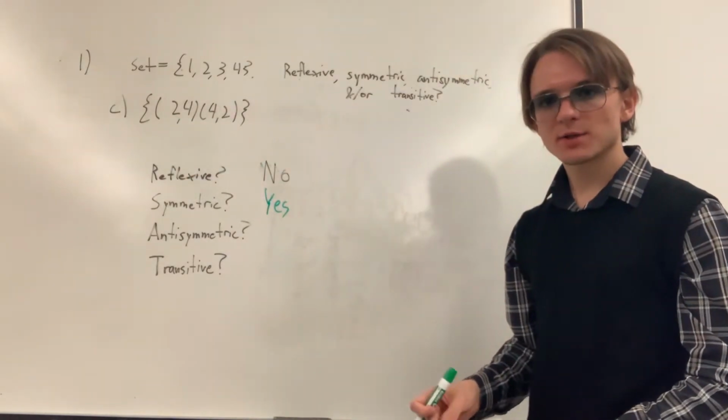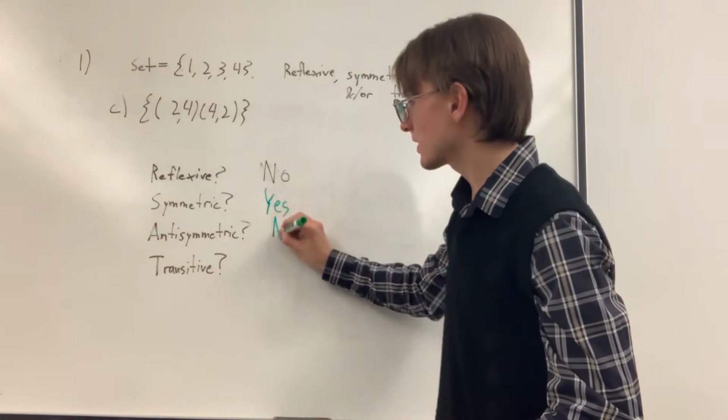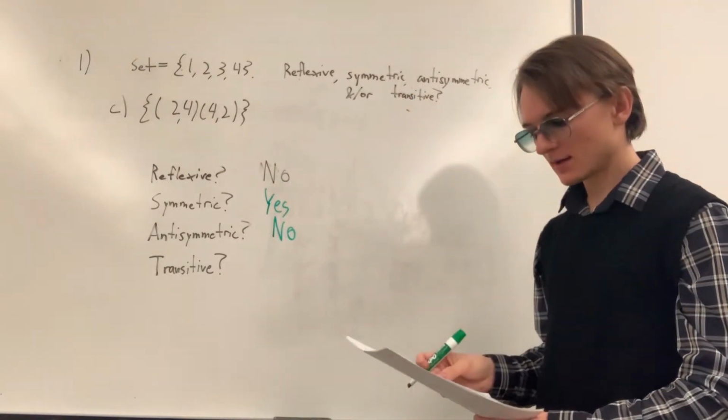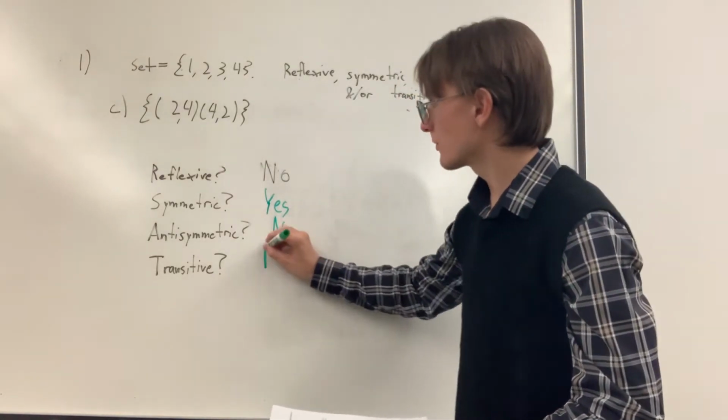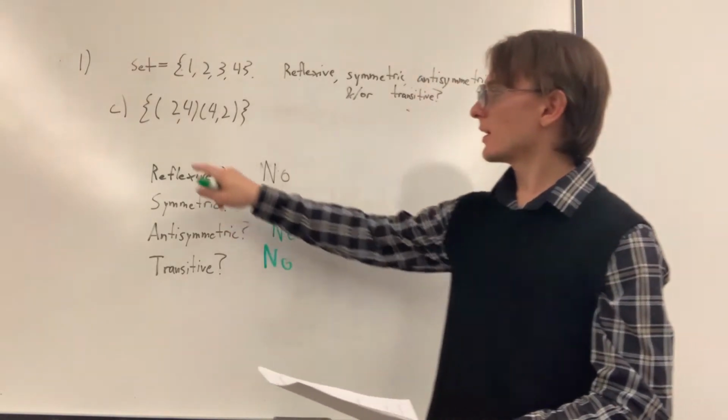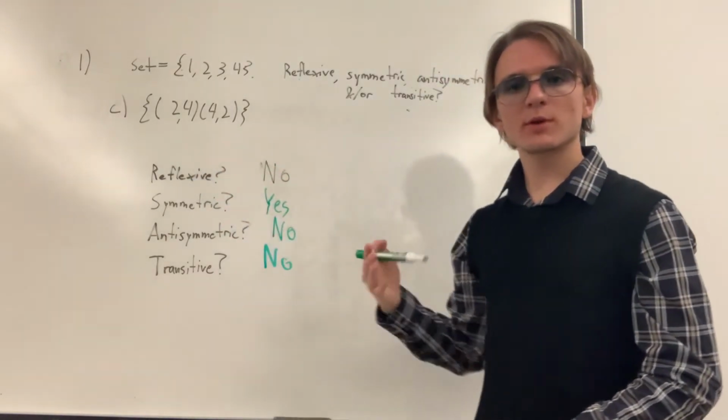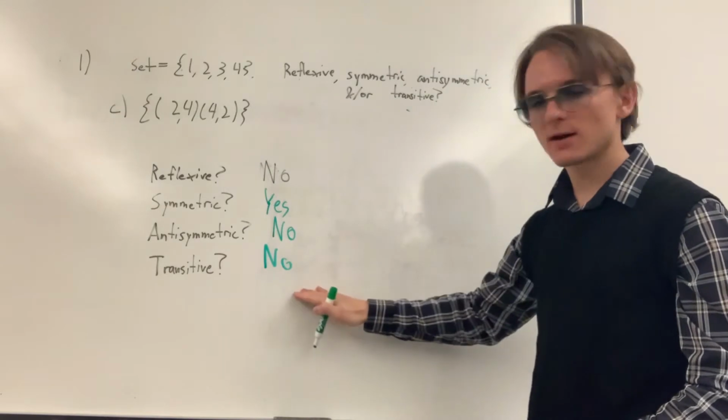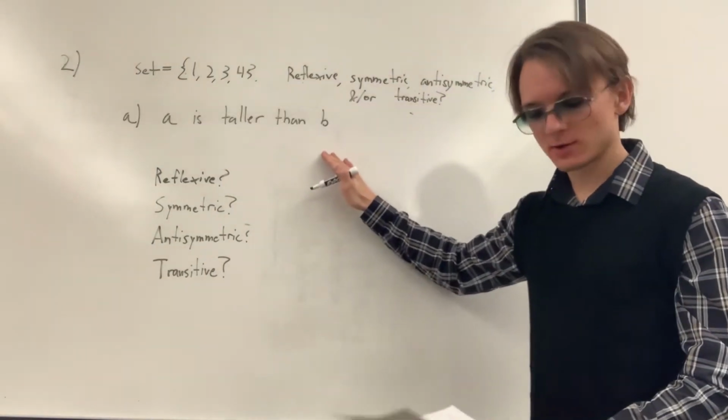Is it anti-symmetric? Well, for the same reason it's symmetric, it's not anti-symmetric. Is it transitive? No. We have 2, 4 and 4, 2, but we don't have 2, 2, so it's not transitive.